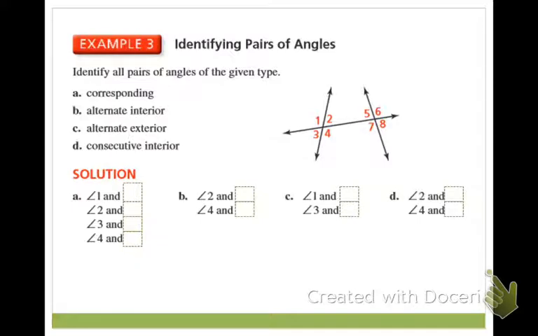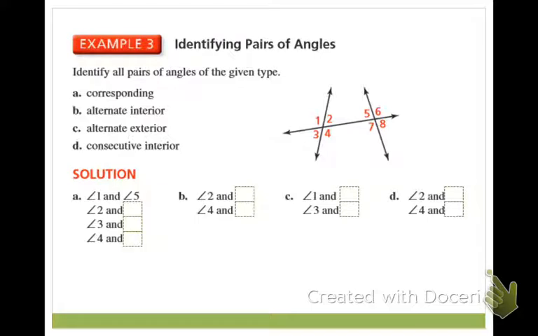So the first thing we're going to do is corresponding. Corresponding means they're on the same position at their intersection. So angle 1, we'll start with that. When we name an angle, we always have the angle symbol and then the number. So angle 1 is in the top left. So what angle is in the top left of the other intersection? Angle 5. So angle 1 and angle 5 are corresponding.